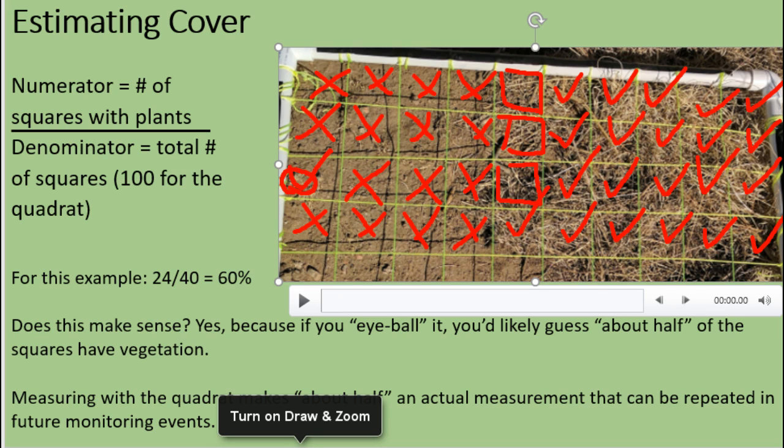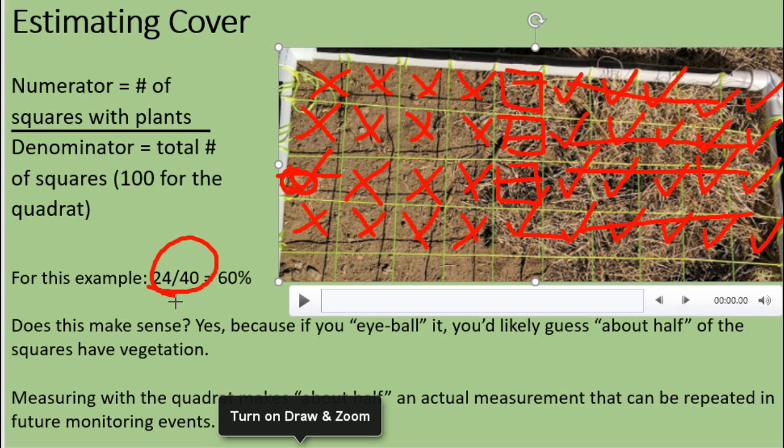So if we look at this right here, we can count up all of our check marks. We have 5, 10, 15, 20, 21, 22, 23, 24, 25. I wrote 24 over here. Let's go with that. So I just want to play out the math. You can see here that if there's 40 squares, 24 of them have plants in them, you have 60% cover.